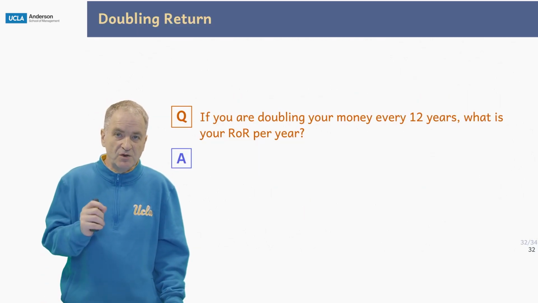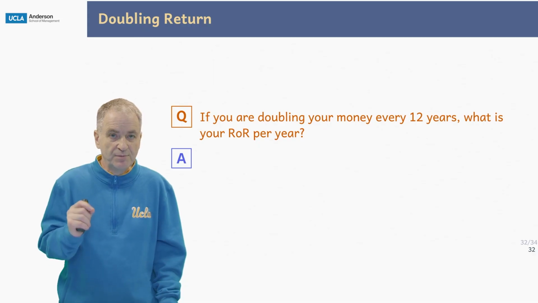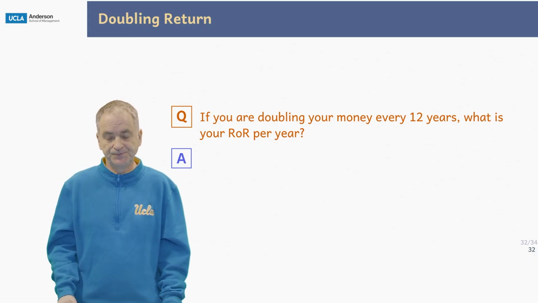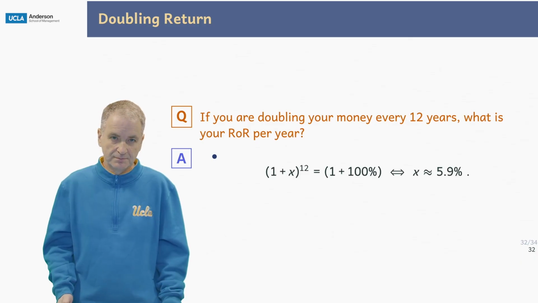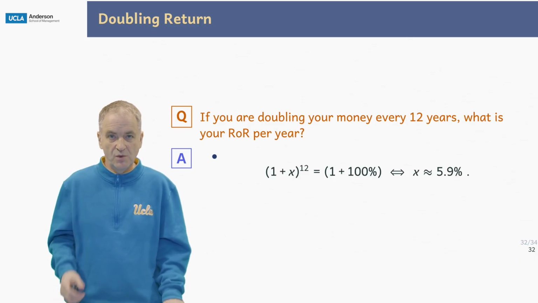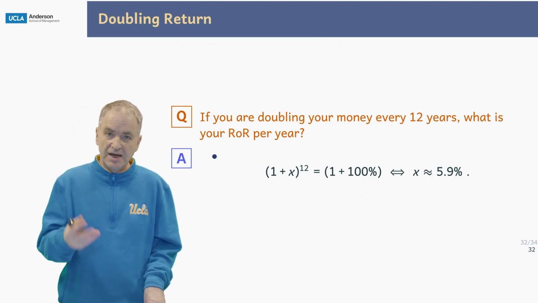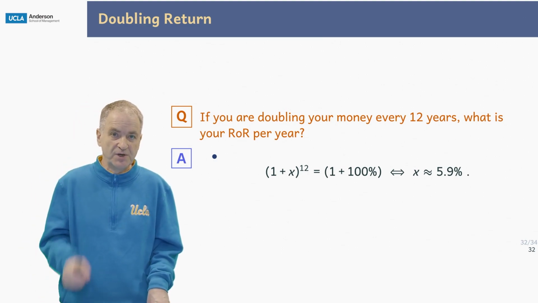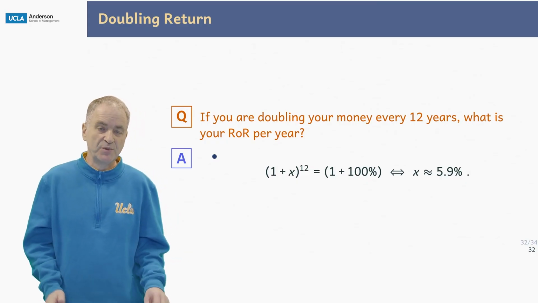If you're doubling your money every 12 years, what is your rate of return per year? Please pause this video now, answer the question on a piece of paper, and then continue. Well, now we have to use the exponentiation algebra that we did before. And if you solve this appropriately, you bring the 1 over 12 to the other side. X is going to be about 5.9%.